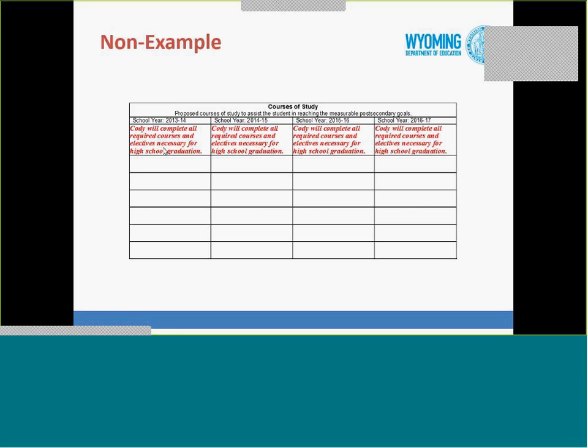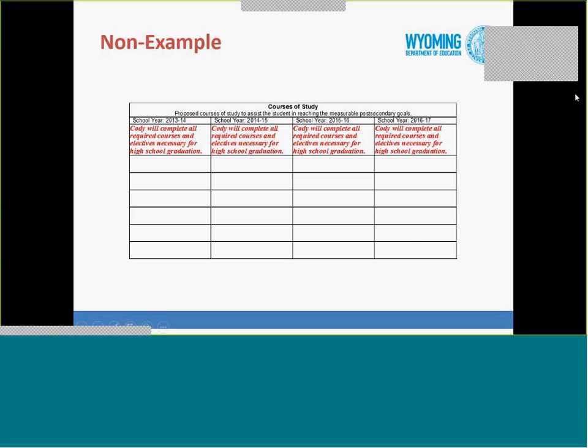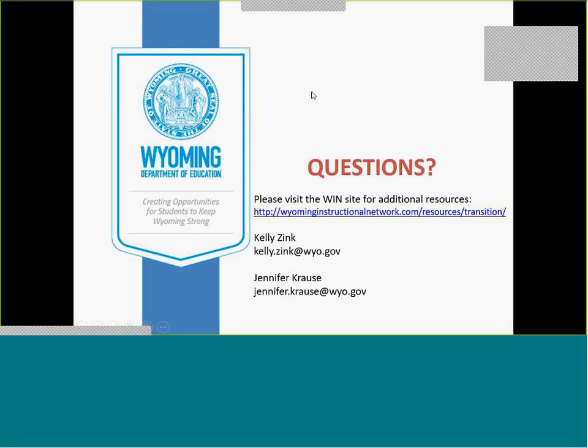A non-example that we will see from time to time is just a general statement, saying Cody will complete all required courses and electives necessary for high school graduation. Well, we agree that that's great, but we do need to see the specific coursework that they will be participating in in order to graduate from high school with those goals.